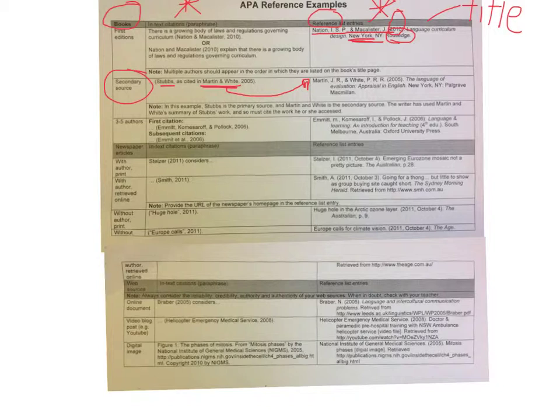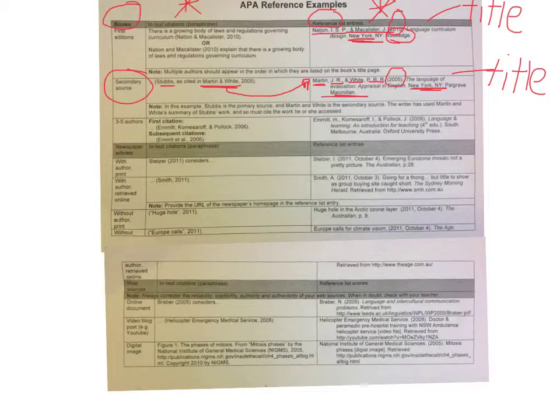So, Martin and White. Again, you will notice that we have the surname, comma, the initials of the author, comma, and the surname of the following author, White, comma, P, full stop, R, full stop, R, full stop. All their initials again. Followed by the year of publication, full stop, the language of evaluation, appraisal in English. Again, the title is in italics, followed by the place in which the work was published, and then the publication company. So you are not referring to stubs, because they were referred to within the information that you accessed.